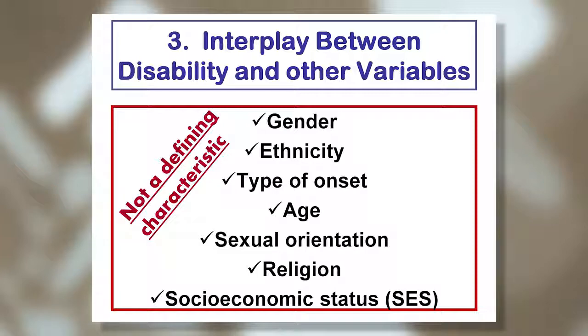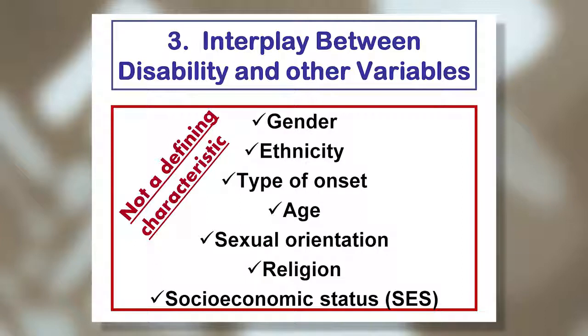Then we need to think about the interplay between disability and other variables. And there are some very particular variables to be thinking about that you would want your therapist to know about you. You are not just any person with a disability. You're a person with a gender, you have an ethnicity, you might have a religion, you've had a type of onset of the disability. For example, it might have been a traumatic onset, it might have been an early onset before you were born, it might have been congenital. Then we have your current age, your sexual orientation, and very importantly, your socioeconomic status, because disability often incurs a lot of expenses.